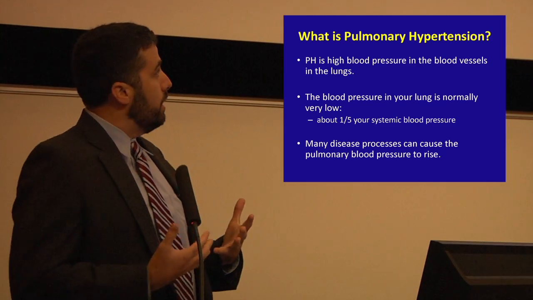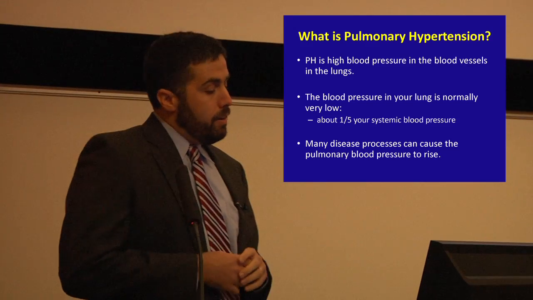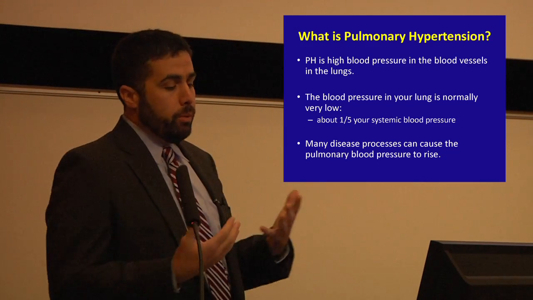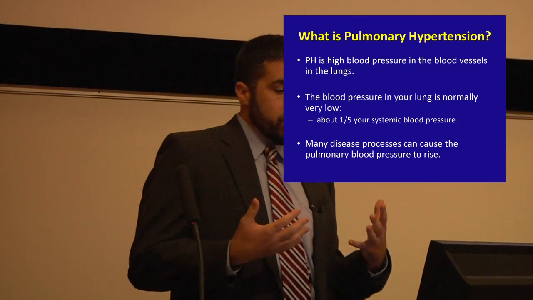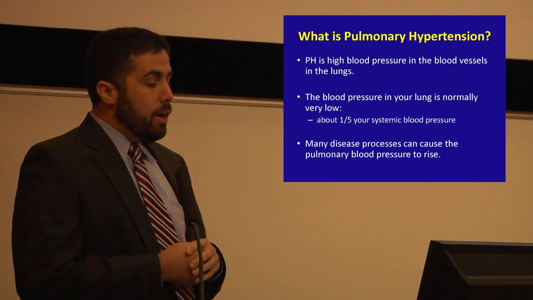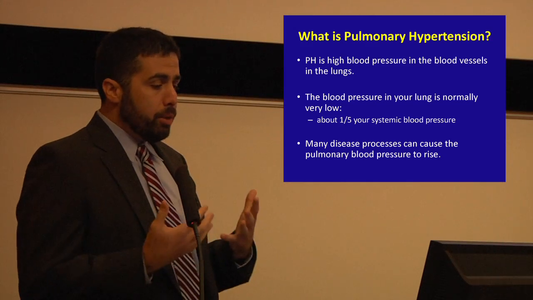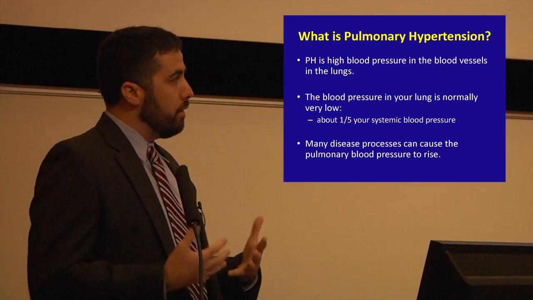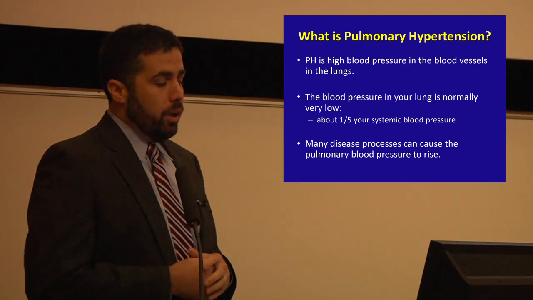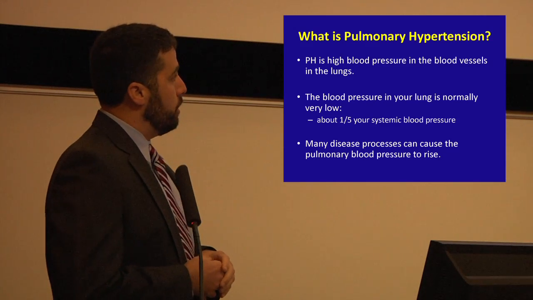Normally, in normal physiology, the blood pressure inside our lungs is very low. So it's about 1/5 of what our systemic blood pressure is. So when we put the blood pressure cuff on our arms and we measure that blood pressure, a normal blood pressure is 120/80 with a mean arterial pressure of like 75 millimeters of mercury. The pressure inside your lungs is normally very, very low. And normal average pressure in your lung, as we'll see in one or two slides, should be about 14 or 15 millimeters of mercury.